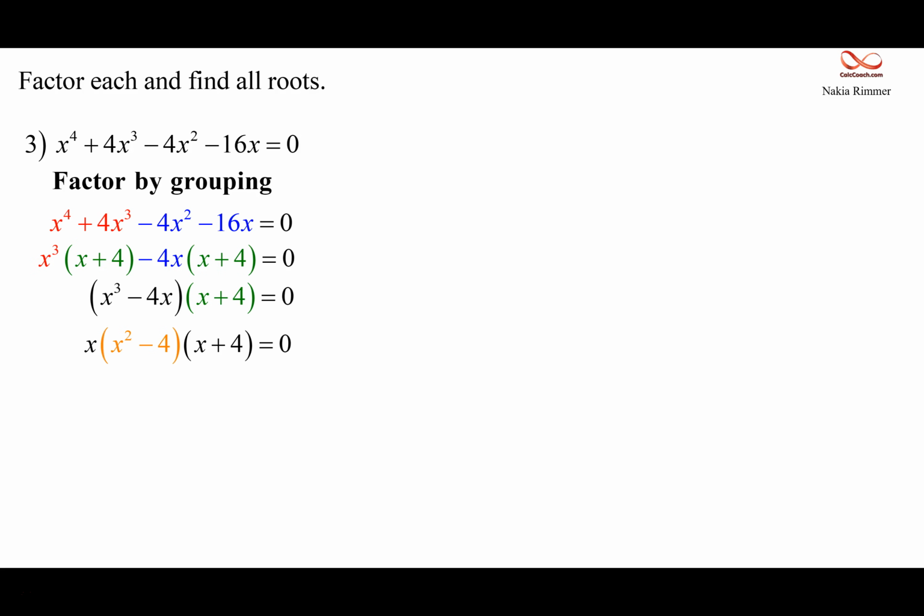When you do that, though, you're left with x squared minus 4. That should stand out to you. That is the difference of squares, sorry. And if you have the difference of squares, where your squares are a squared minus b squared, then it factors as a plus b, a minus b. So that's going to factor as x plus 2, x minus 2. Now we're all factored. Going to set each of these equal to 0 and get 0, -2, 2, -4.